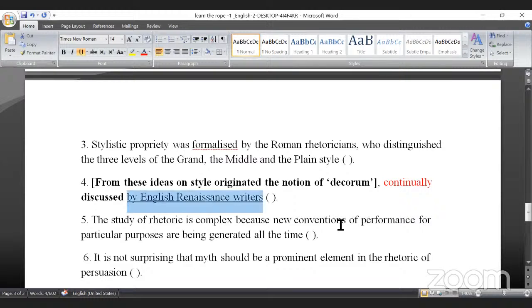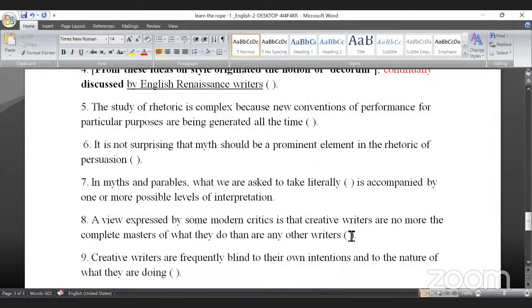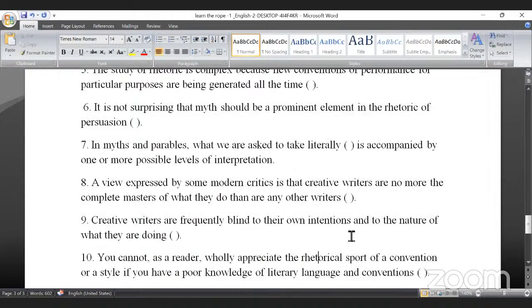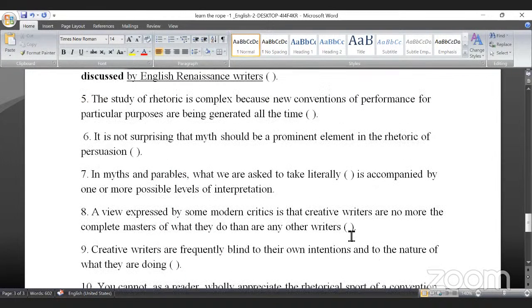Fifth one. The study of rhetoric is complex because new conventions of performance for particular purposes are being generated all the time. This is easy. Which part is the subordinate clause in the sentence? Because new conventions of performance. Correct.